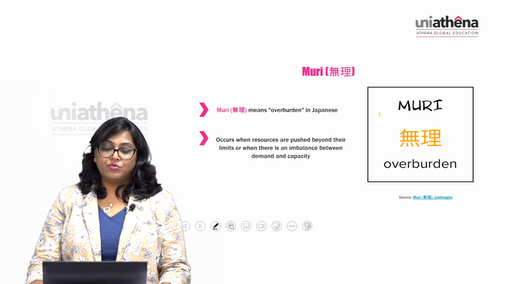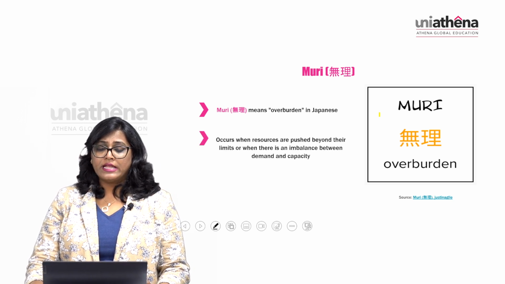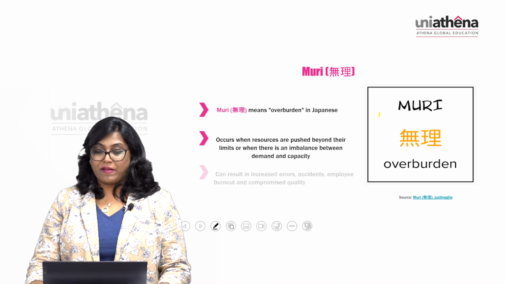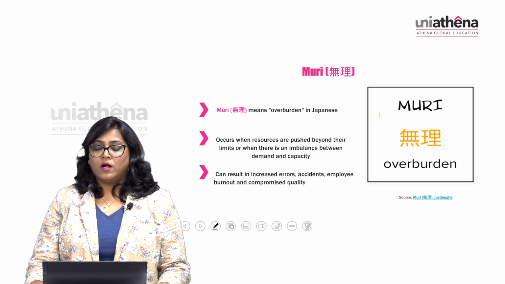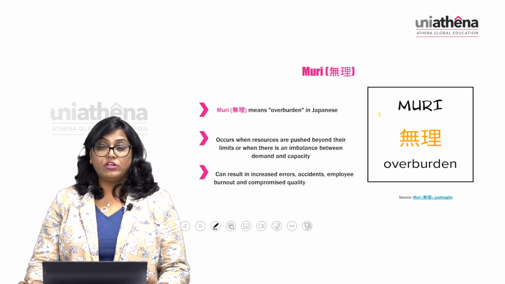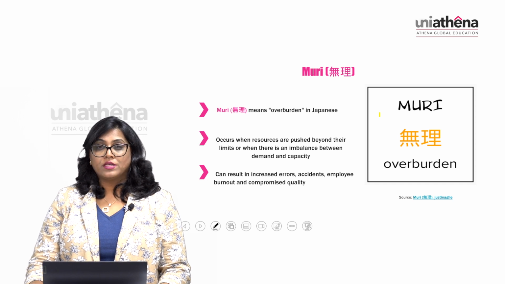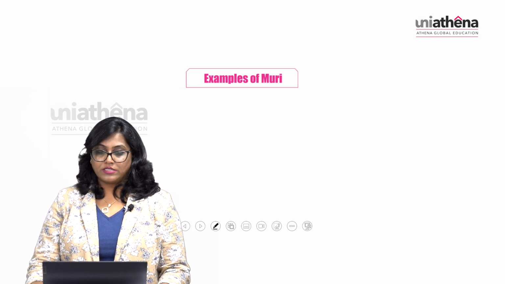Muri means overburden in Japanese. What happens with Muri? Here, people are pushed beyond their limits and there is an imbalance between their demand and their capacity to work. Because of this, people can get frustrated. There is a greater chance of increase in errors. Accidents can happen. There can be employee burnout and the quality is compromised.